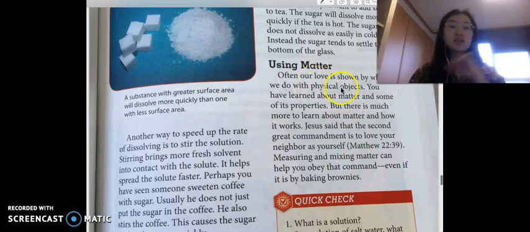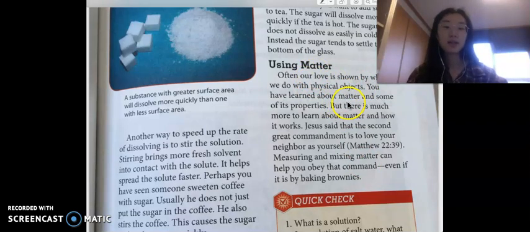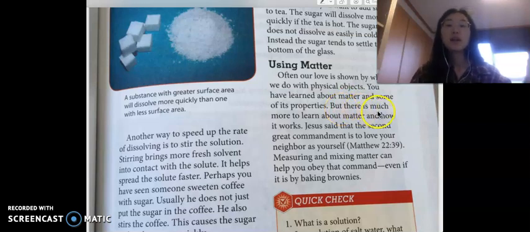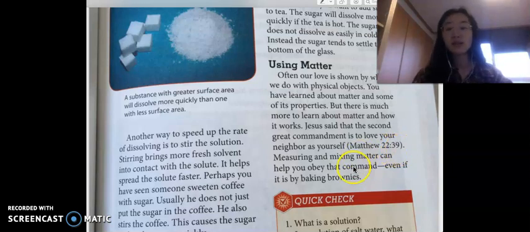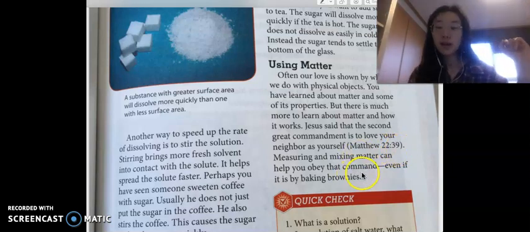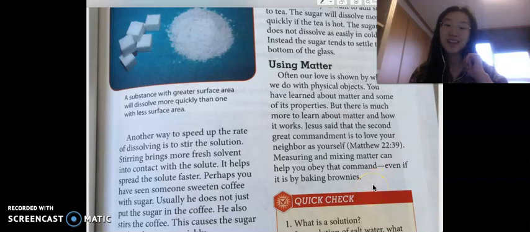Using matter. Often our love is shown by what we do with physical objects. You have learned about matter and some of its properties, but there's much more to learn about matter and how it works. Jesus said that the second great commandment is to love your neighbor as yourself, Matthew chapter 22, verse 39. Measuring and mixing matter can help you obey that command, even if it is by baking brownies.